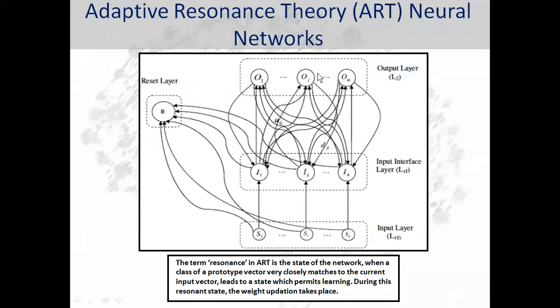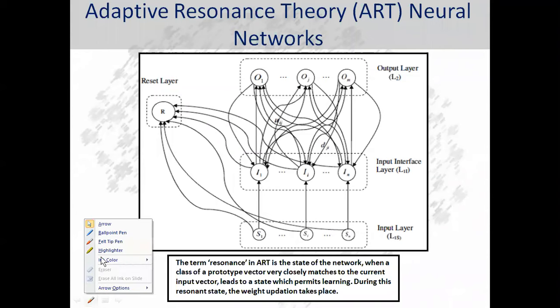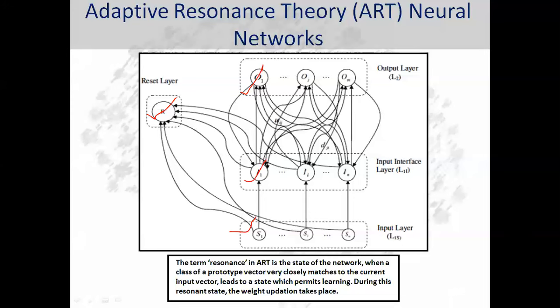Good morning, all. Today, we are going to solve a numerical problem using our adaptive resonance theory based on neural networks. So, let us try to recall the architecture of your ART networks. It was consisting of three layers: your input layer, your input interface layer, and then your output layer. There was a reset layer that was making use of your vigilance parameter to decide upon whether a pattern should be matched to a particular output cluster or not.